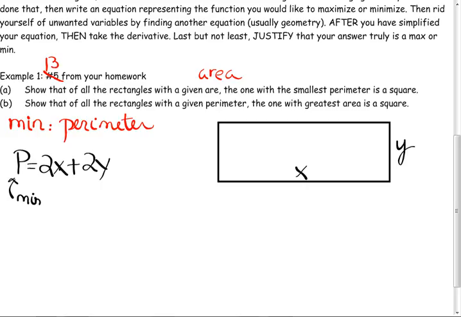I know something else. I have a given area. So what's the area equal to? X times Y. Which one would you want to get rid of, X or Y? It makes no difference. The Y. So solving for Y is equal to the area divided by X.